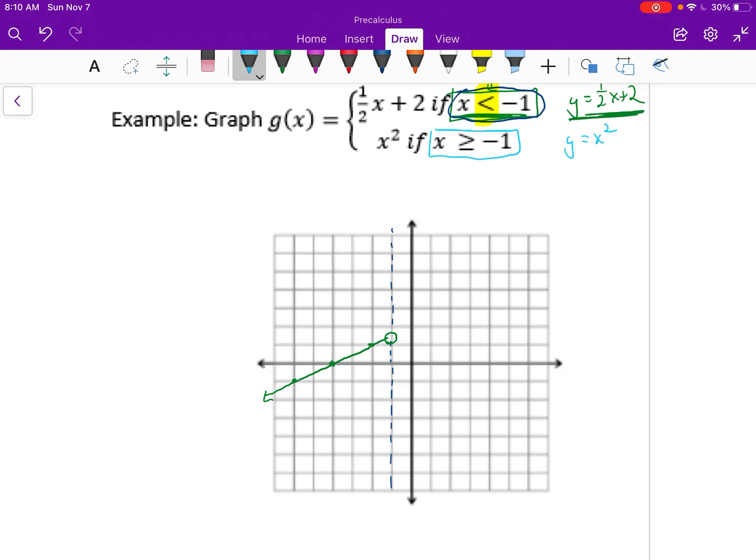Well, we know by now what y equals x squared looks like. It's a parabola. It goes through 0, 0, 1, 1. If we put a 2 in there, 2 squared is 4, 3 squared is 9, and then same thing on the other side. And so we graph that parabola, and we only graph it when x is greater than or equal to -1. Well, we do have an equal to there, so we do want to fill that in. So those two graphs together make that piecewise function.